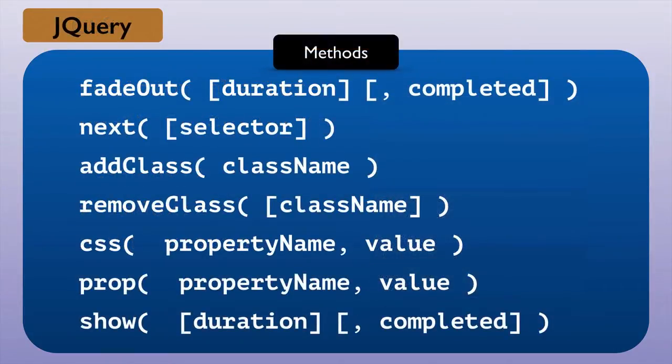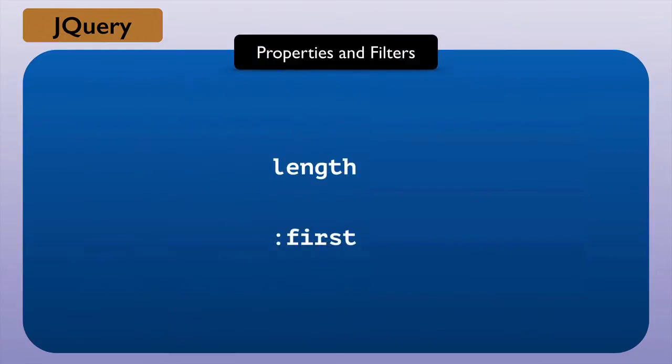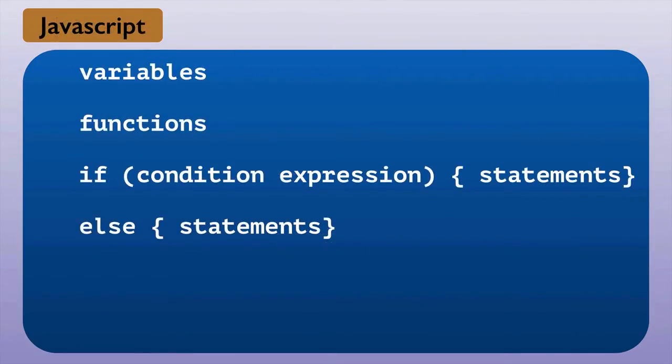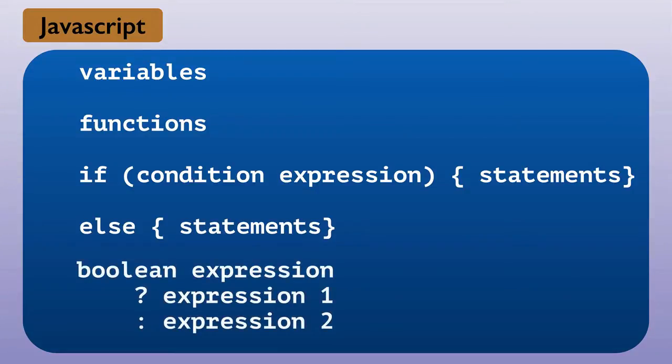We will use several jQuery methods. These are fadeOut, next, addClass, removeClass, CSS, prop, and show. We also use the jQuery length property and the jQuery selection filter called first. We use the standard JavaScript core programming skills, including variables and control structures. Plus, we will apply the conditional if expression.